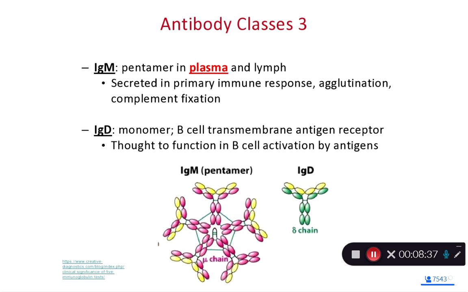IgM, immunoglobulin M, is a pentamer. As we look at immunoglobulin M, it has 10 antigen binding sites. Because this antibody is so large and has so many antigen binding sites, this is the antibody that's going to be associated with agglutination. It can take multiple cells and cause them to get stuck together.